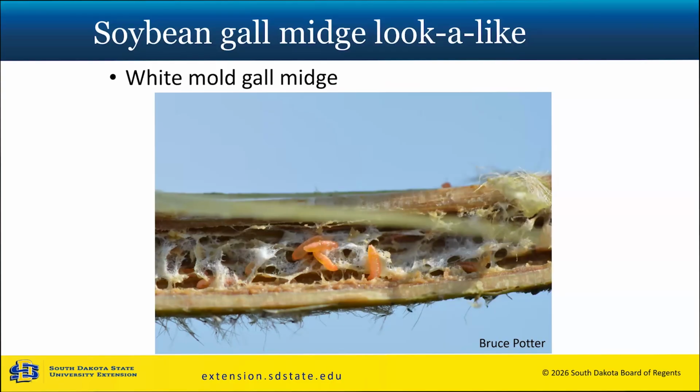One thing we do want you to keep in mind, though, there are some mis-IDs. This is a picture from Bruce Potter. It's a white mold gall midge. If you do see this and there is white mold, there is a good chance that it is white mold gall midge and not your soybean gall midge. But keep in mind you have to have the presence of white mold for that.